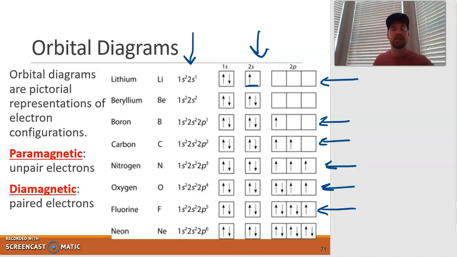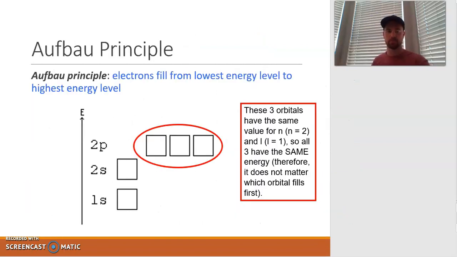Whereas elements that are diamagnetic do not have any unpaired electrons. All electrons are paired up. And so examples of that would be beryllium and neon. And so they aren't going to be affected by a magnetic field.